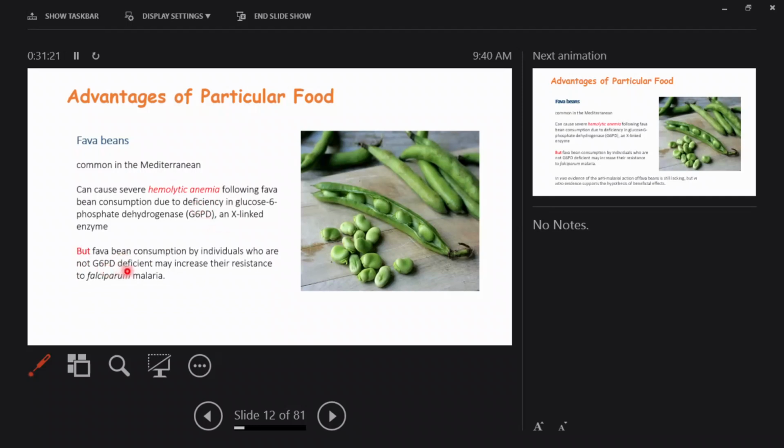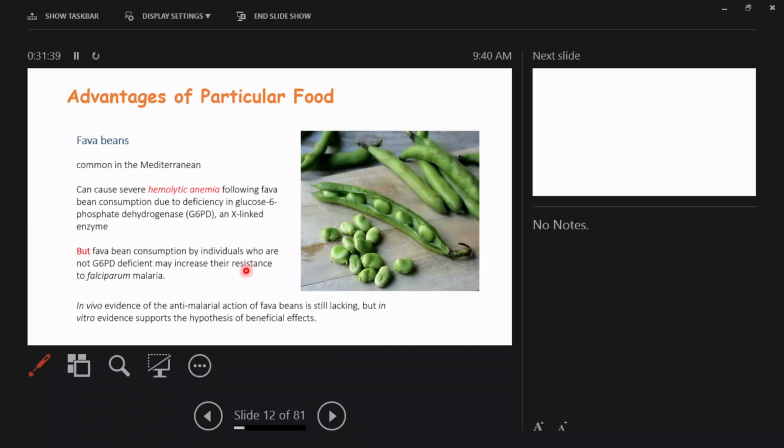It's quite dangerous actually. But fava bean consumption by individuals who are not G6PD deficient may increase their resistance to malaria. So fava bean consumption by individuals who are not G6PD deficient may increase their resistance to falciparum malaria.